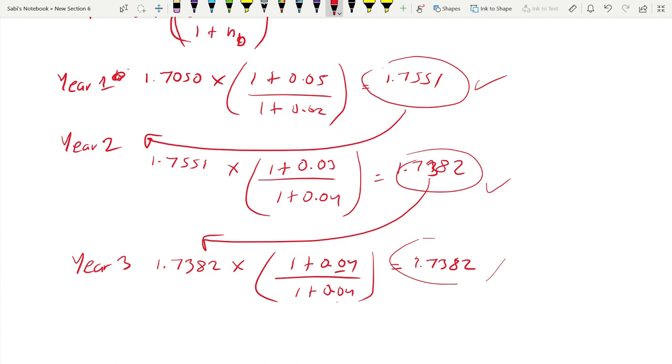So that's it. Now we'll be going to calculate cross exchange rates.